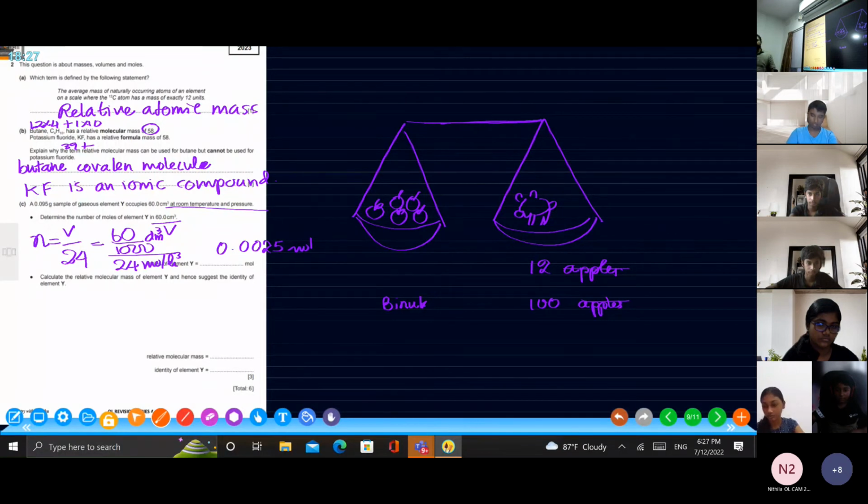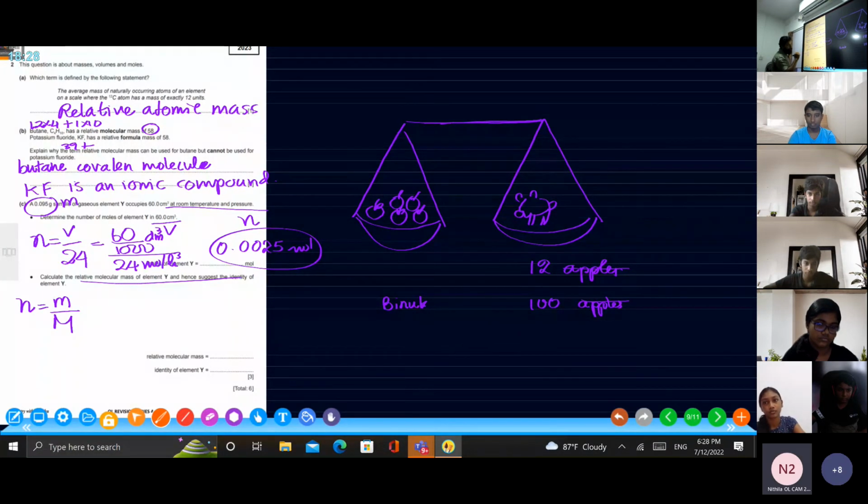All right, so now we know the moles and we know the mass. Simple way: to find the relative mass, n equals m over capital M. Yes, sir, the moles is 1.44.